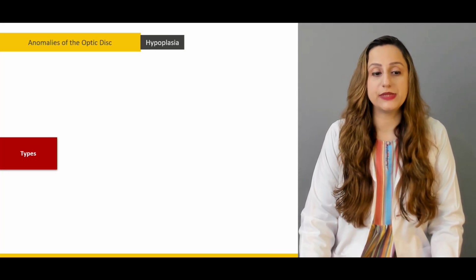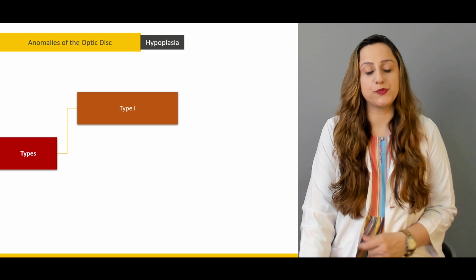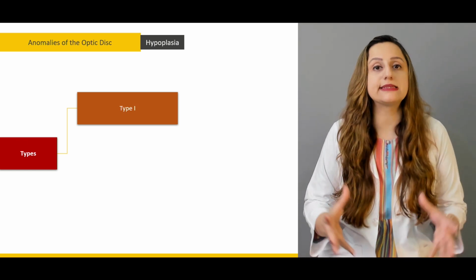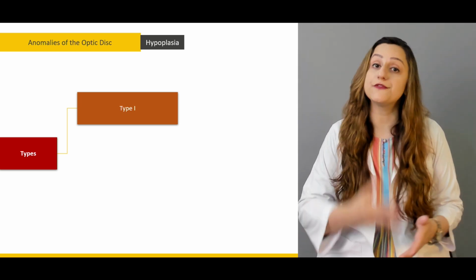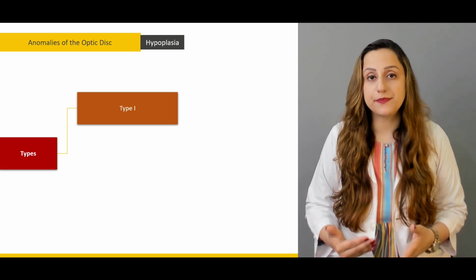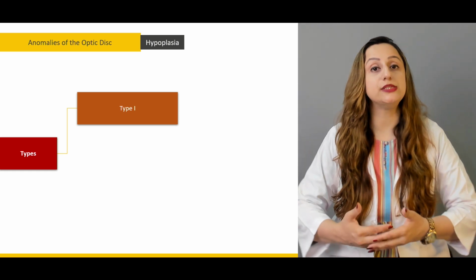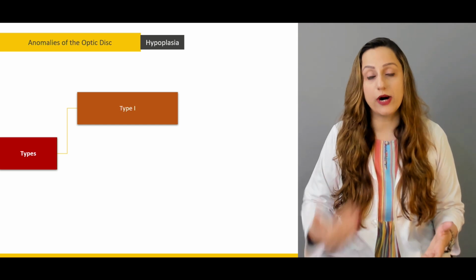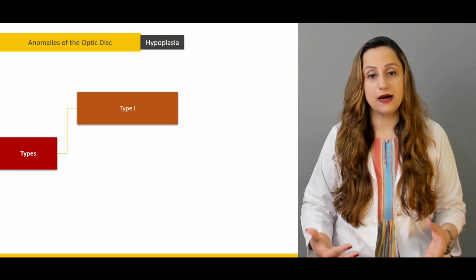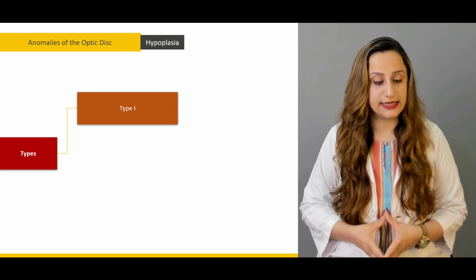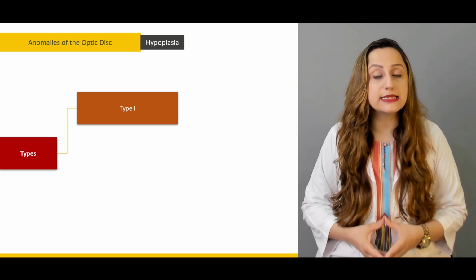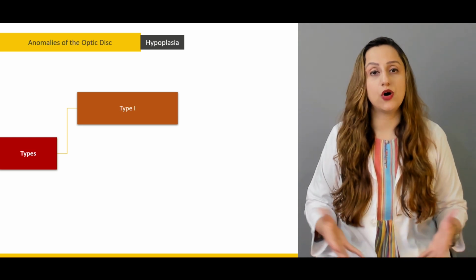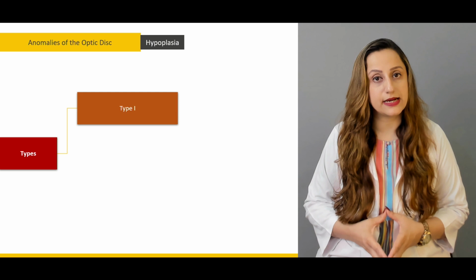Then we have the hypoplasias. The hypoplasias usually occur bilaterally in almost 60% of the cases. The causative factors for the development of the hypoplasias are usually the use of alcohol. Maternal alcohol use is one of the major causes for this hypoplasia at the level of the optic disc. Then we have diabetes, and then a lot of the maternal drugs also appear to be a cause of the development of the hypoplasia at the optic disc.